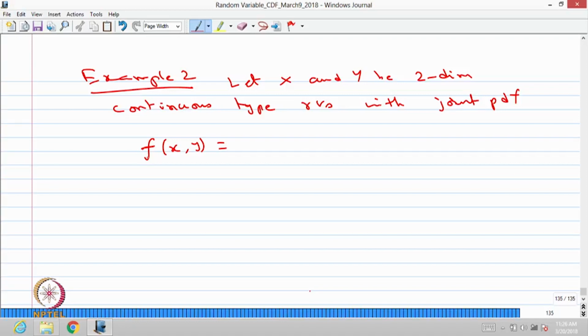So here the joint probability density function takes the value e power minus x when y lies between 0 to x and x lies between y to infinity. The range of y and the range of x is a function of the other variable, and 0 otherwise.